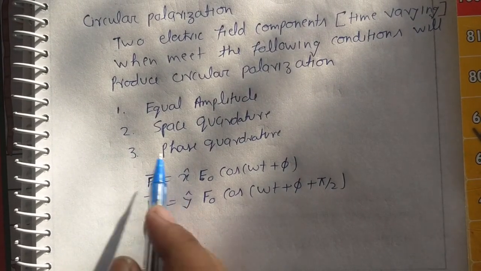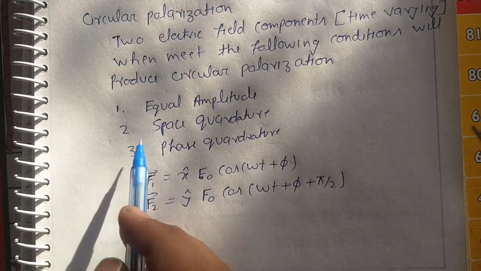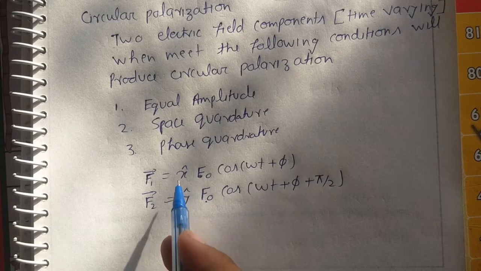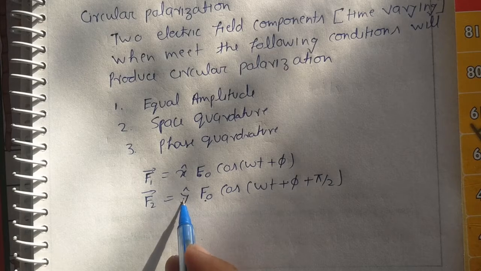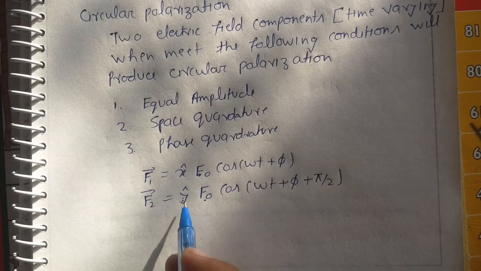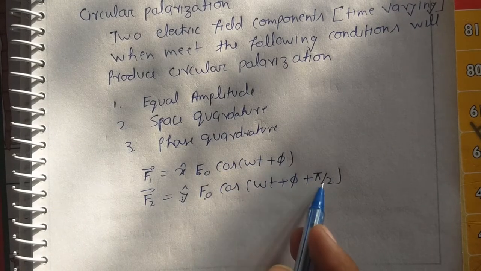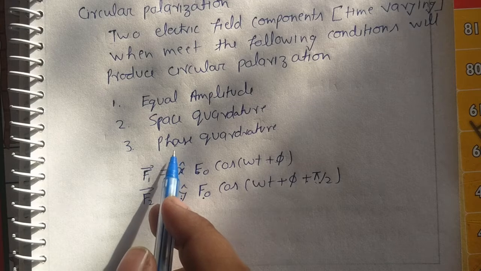So see here, in these two components all these conditions are satisfied: equal amplitude; space quadrature, one is x directed, another is along y direction, so the second condition is also fulfilled; and phase quadrature, there is a 90-degree phase difference between these two, so the third condition is also fulfilled.